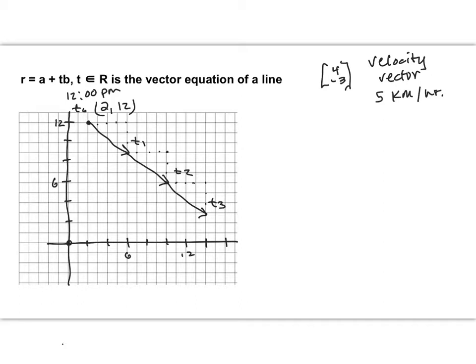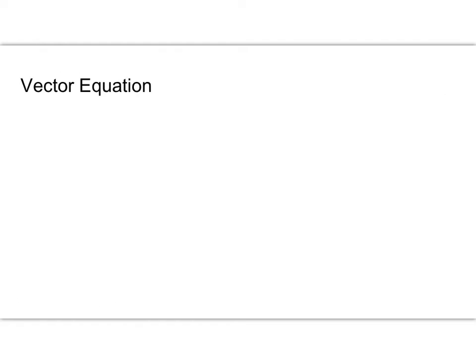Now let's get the parametric equation. X is equal to my starting point, 2. It's kind of like the y-intercept, sort of. And every unit of time, I add 4. And my y, where I am with respect to the y-axis, is I'm starting at 12, and I subtract 3 every unit of time. And that's my parametric equation.